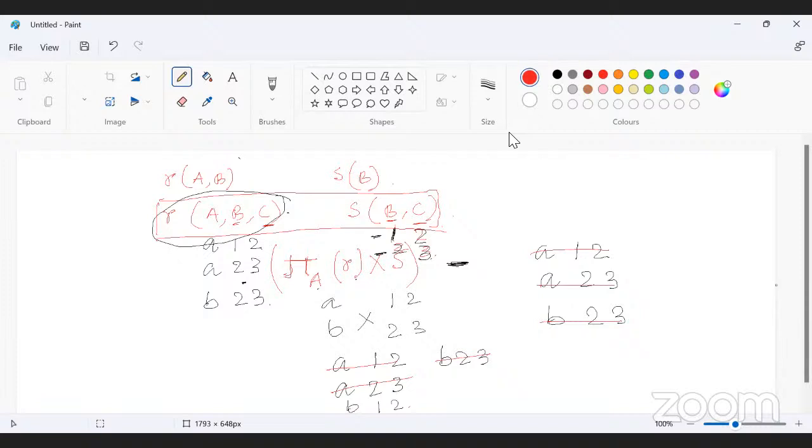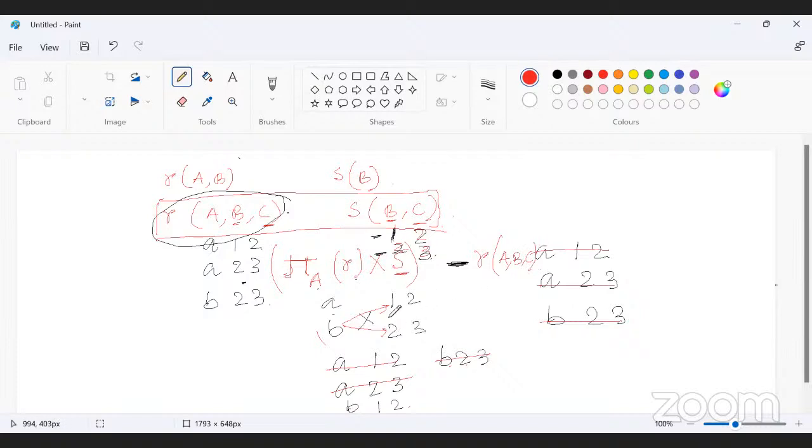Which one? This one. B23. Yeah, this one. This one you have to cross product it. This one and this one. Here the expression is okay. Yeah, got it. Thank you. And this one is R minus A.